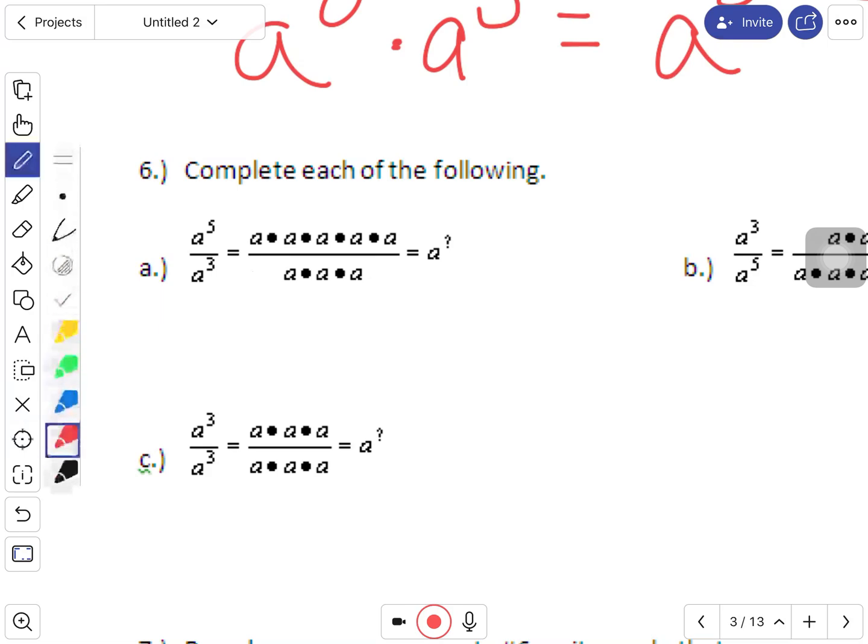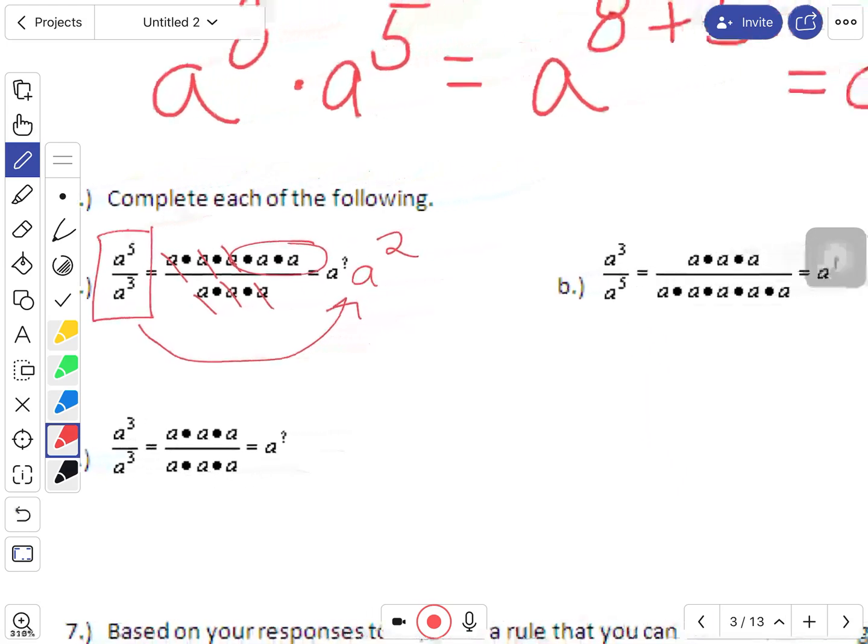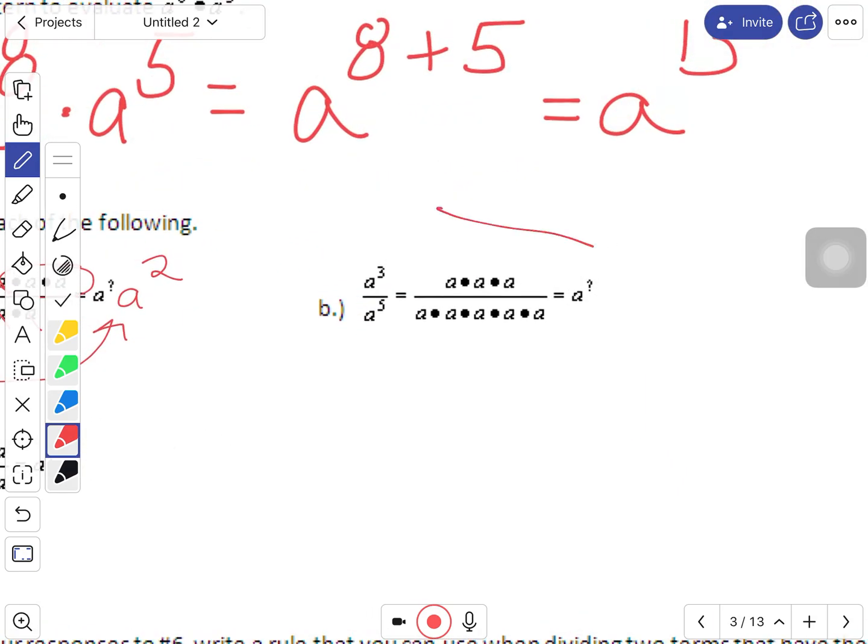So if you're doing some matchups, this guy would take out this guy, this guy would take out this guy, this guy would take out this guy, and look what you have left over. You have a squared left over on top. So the quotient of a to the 5th over a to the 3rd is a squared. That's not addition. Maybe you know what it is? We'll find out. All right, take a look at part B.